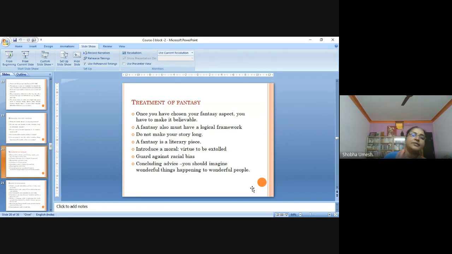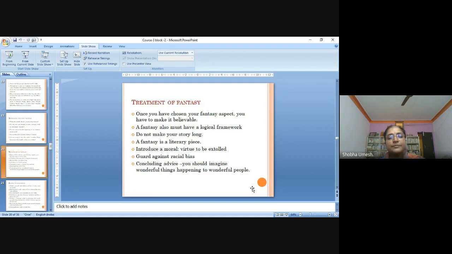And also a fantasy must have a logical framework. Every story should have a logical framework, because without logic, a story cannot go ahead. So do not make your story long. The other thing we have to keep in mind is that a story should not be very long. By the time they come to the end of the story, they might have forgotten the beginning, the middle, and the characters also. So it should always be very short and sweet so that they can recall the story.